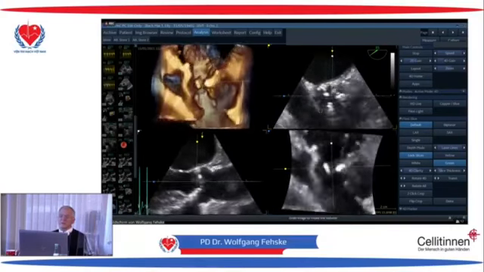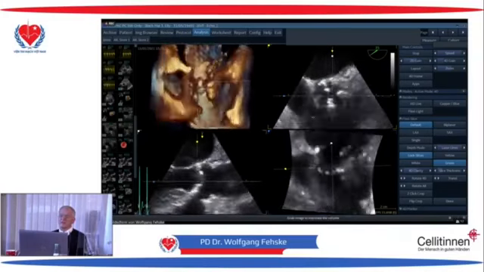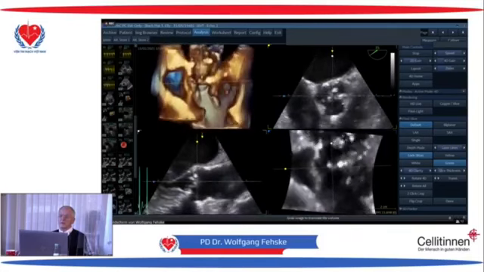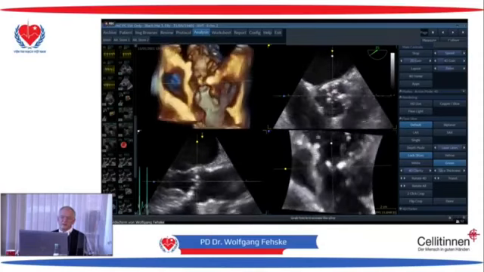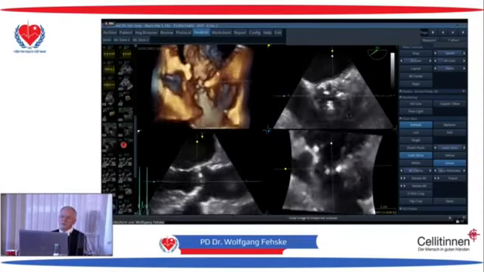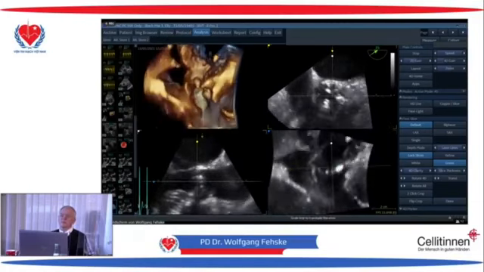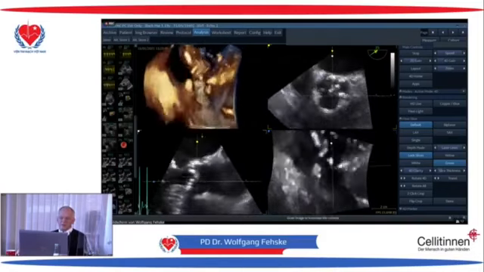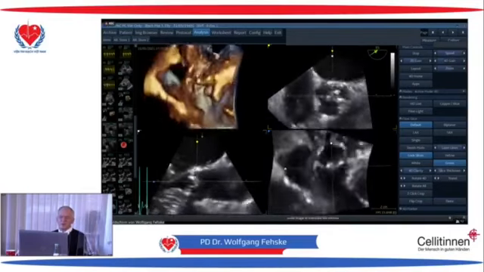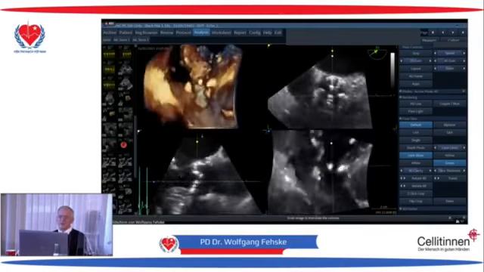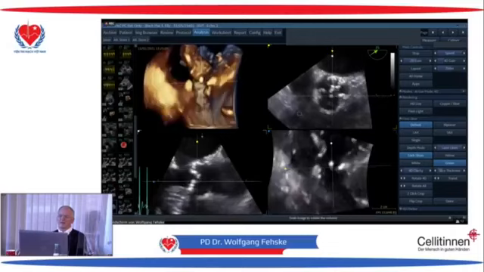Normally, what we see in most of these patients is this commissure between the left and non-coronary cusp, we are looking for this commissure here, turning that a little bit around. This commissure is that which makes the most burden of calcium to the anterior mitral leaflet, and this immobilizes the anterior leaflet.